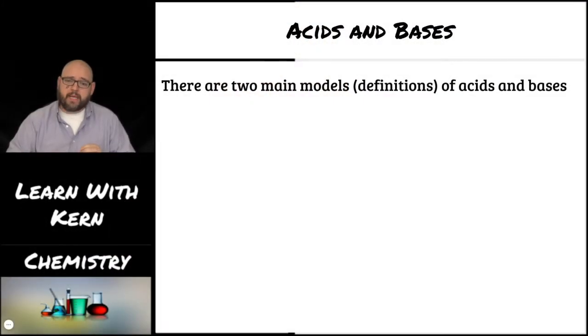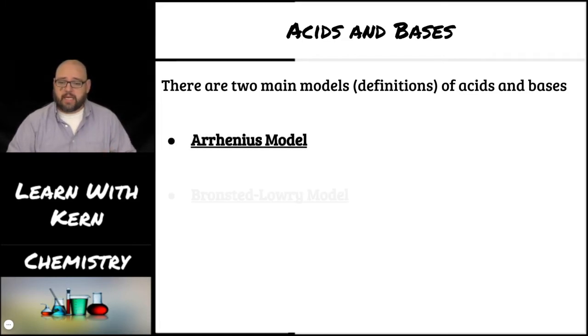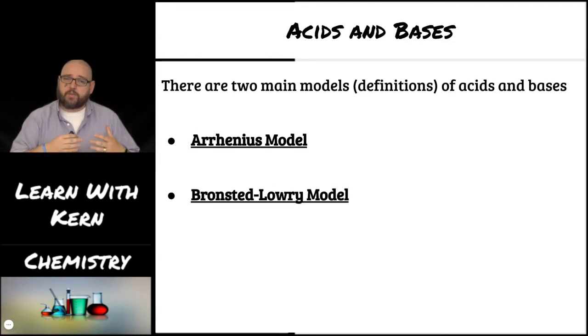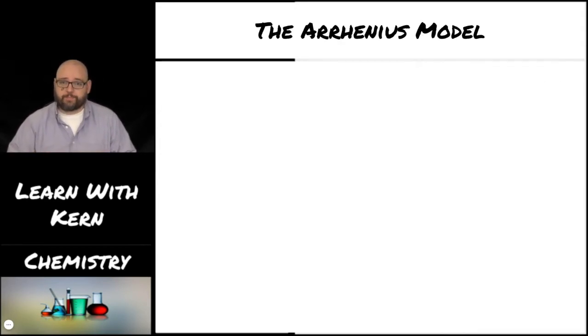So there are two main models or definitions of acids and bases. We have what's called the Arrhenius model and the Bronsted-Lowry model. These are two different ways of looking at what is an acid and what is a base, based off how they define these two types of solutions. Pretty much all acids and bases are going to fit both of these definitions. It's just a different way of looking at the solutions themselves.